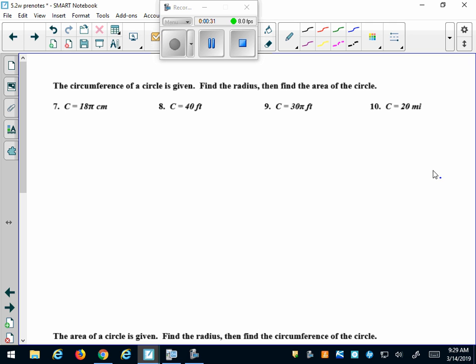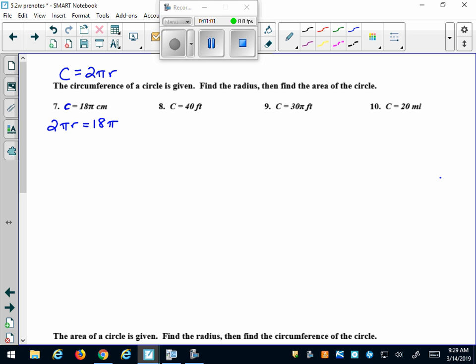So we're going to use our formula. Circumference equals 2 pi r. Right? We have to use the circumference formula that has the r in it because we're needing to solve for r. And since circumference equals 2 pi r, we can replace this c with 2 pi r. And then solve for r. 2 pi r equals 18 pi.